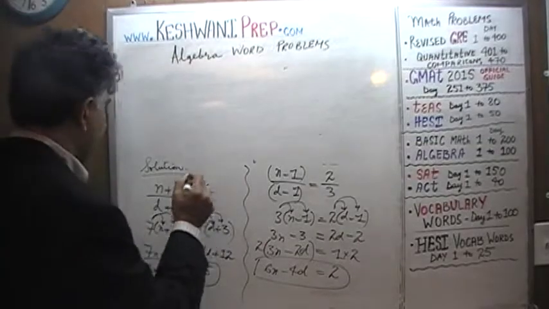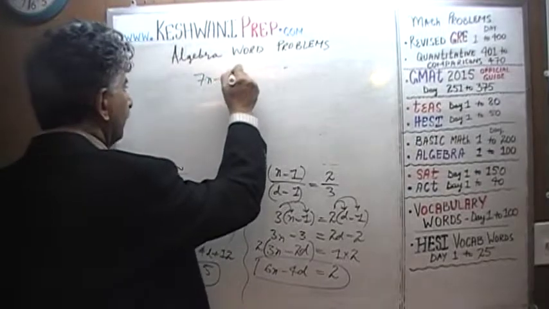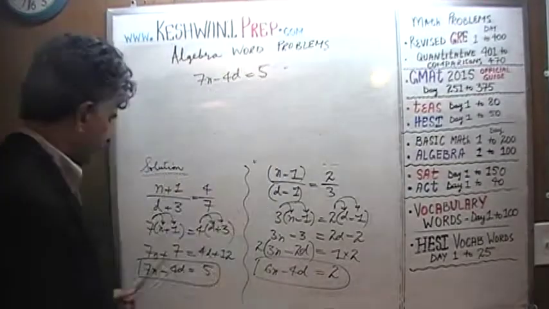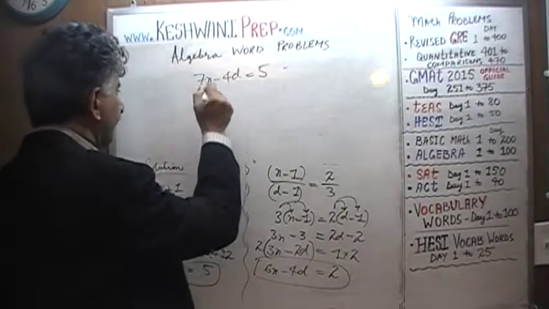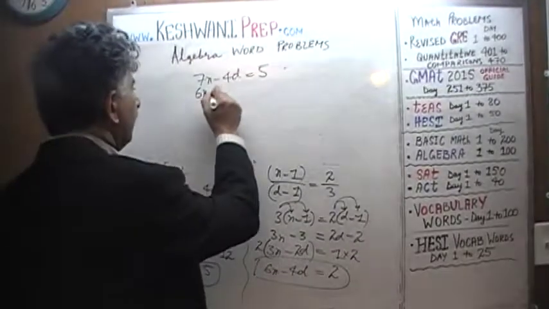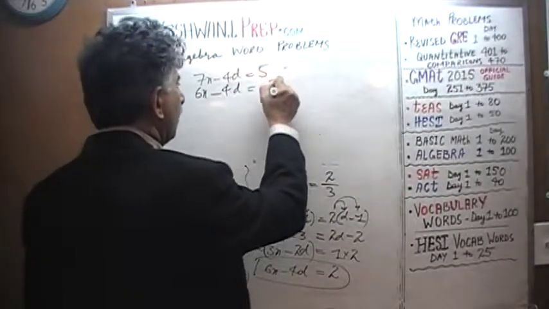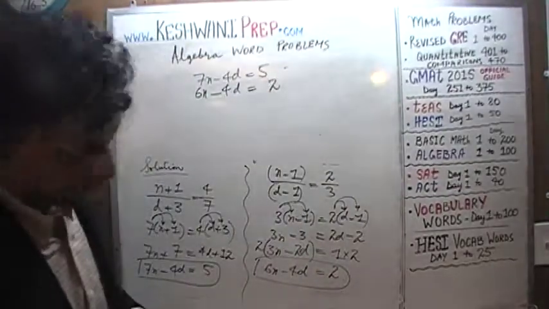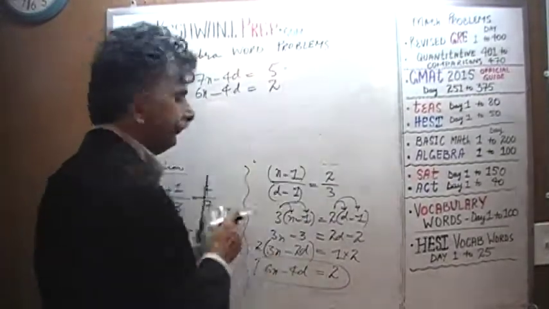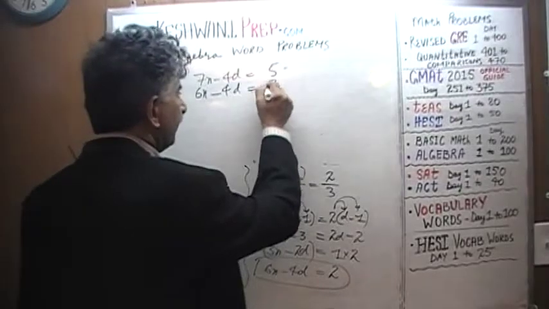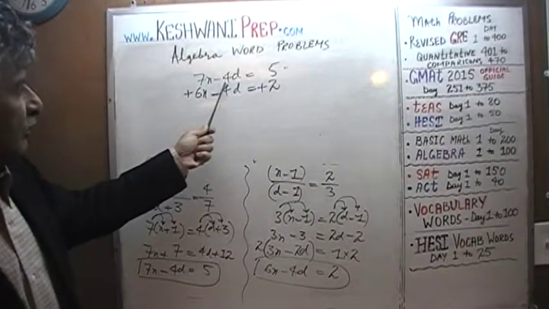So here we have 7n minus 4d equals 5. That's the first equation. Here we have 6n minus 4d equals 2. I'm going to put the 2 over here, a little bit out, and you will see in a second why. Here is our 5. The 2 has a positive sign in front of it. This has a negative sign in front of it. This has a positive sign in front of it.